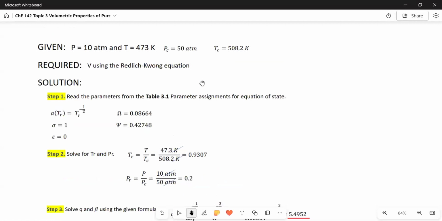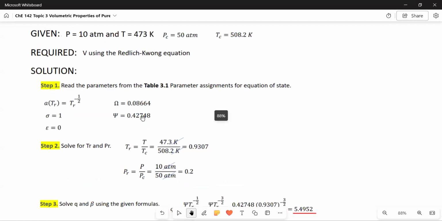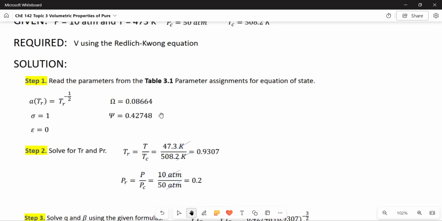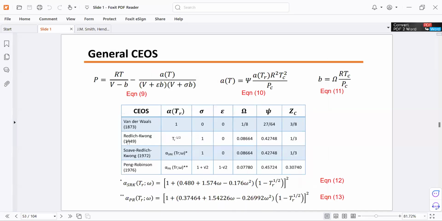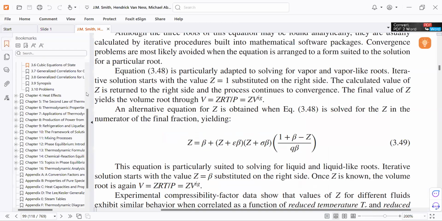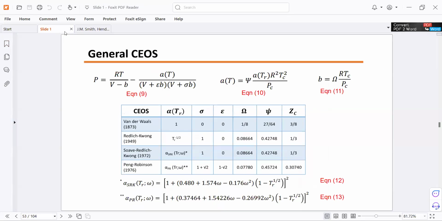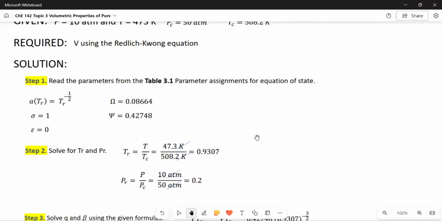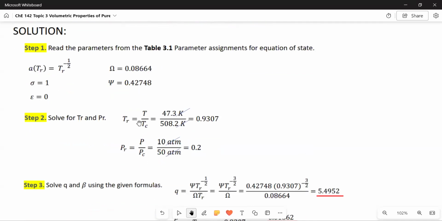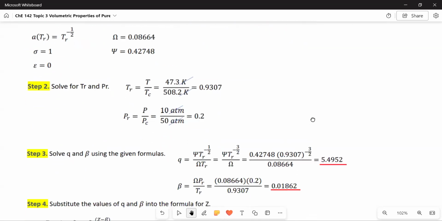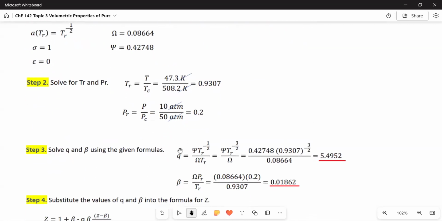So in order to use that equation, we need to know the parameters for the Redlich-Kwong. So where did I get those parameters from? This table. Okay, so for Redlich-Kwong, I just wrote these values. Okay, so let me go back. So those are Redlich-Kwong, and then I solve for the reduced temperature and pressure. And then calculated for Q and beta.